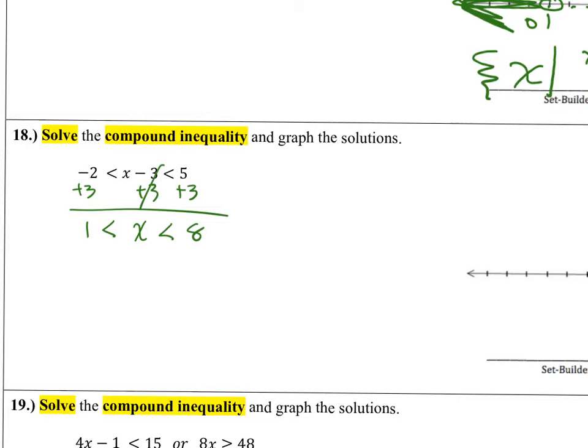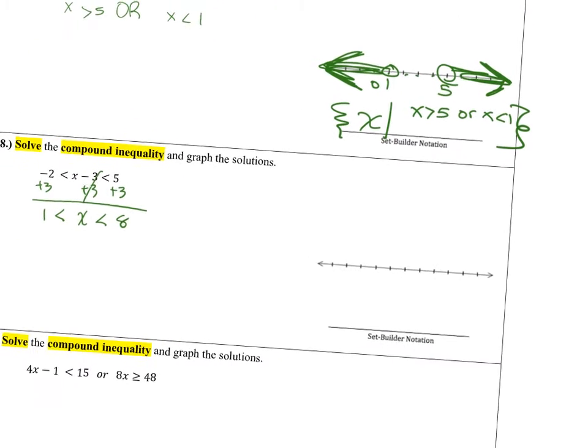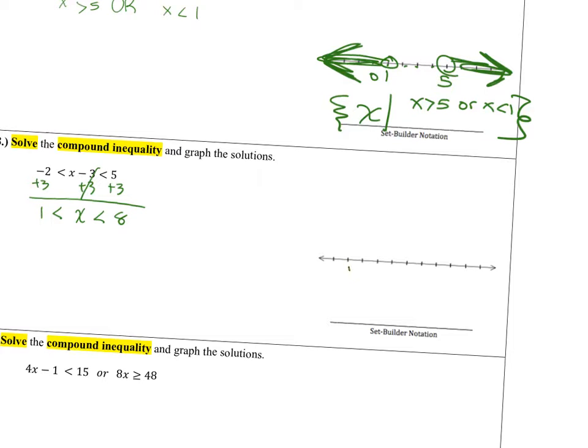Now to graph this, you know that you're going to have open circles because it's not or equal to. If this is 1, 2, 3, 4, 5, 6, 7, and this is 8, we're going to have an open circle on 1. You're also going to have an open circle on 8. And because it's an and inequality, you shade in between. As a quick reminder, that part right there, which is shaded in between, is called an intersection.